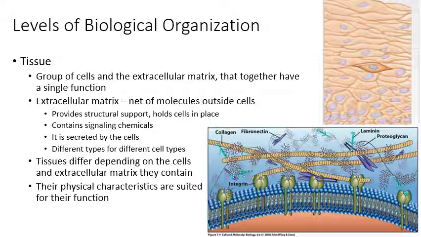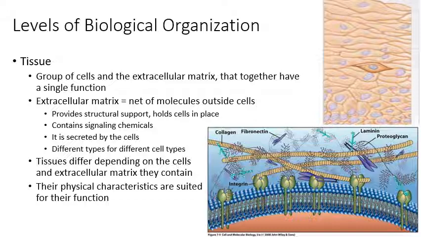So together, all the different types of cells that you have in this tissue and the extracellular matrix that they have secreted are going to be sharing a common purpose or a common function. You might have different types of cells there, but they're all going to be working together to serve some function.